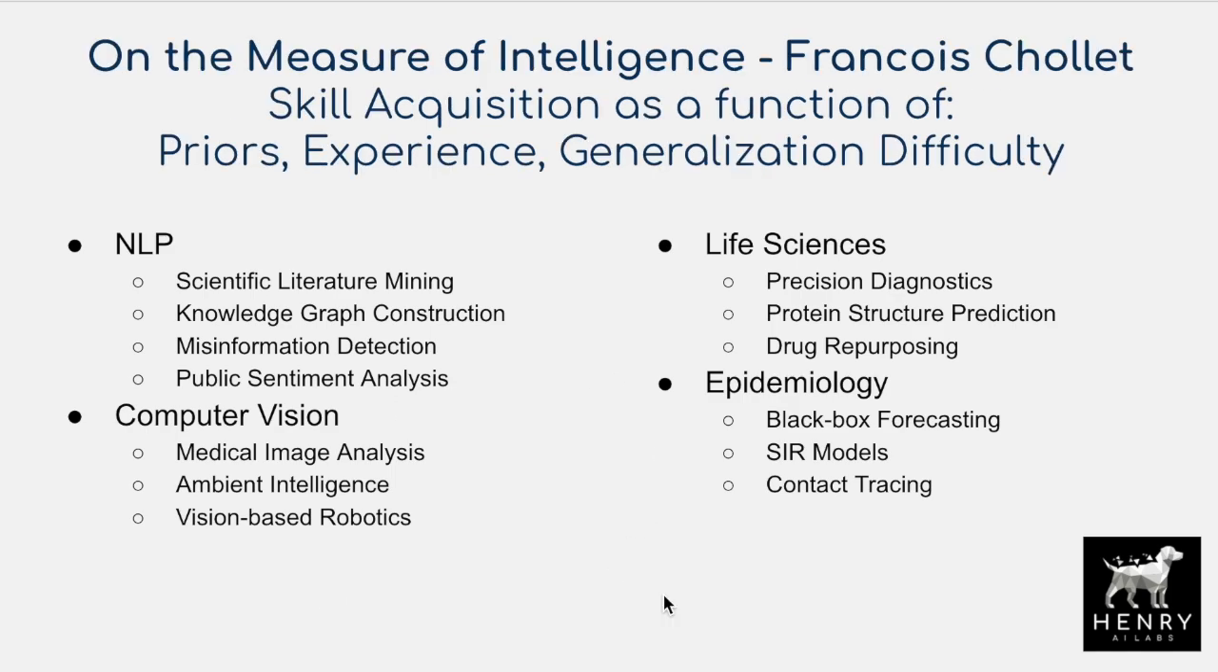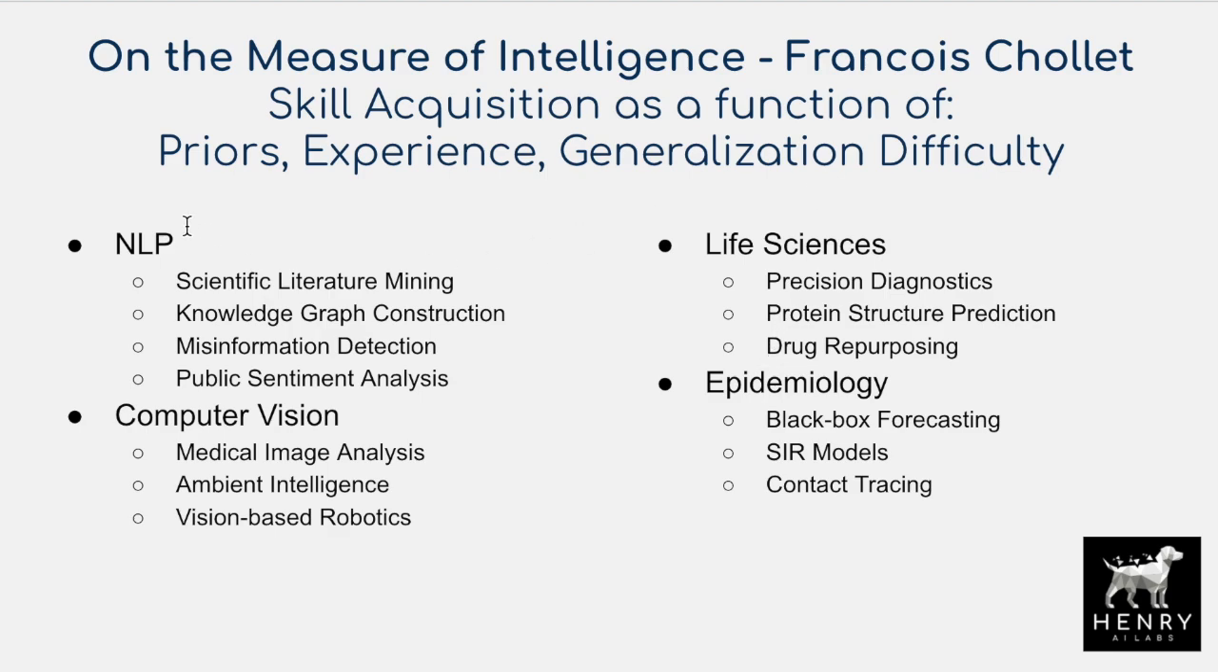Mentioned quickly in the survey is the connection with Francois Chollet's On the Measure of Intelligence. In my opinion, this paper has the best view of what it means to have an artificial intelligence system acquire a skill. Chollet defines skill acquisition as a function of prior knowledge, experience, and the difficulty of that is measured by the generalization difficulty, meaning how hard is it to go from this training set of experience into the wild and into these new test cases. So I think with respect to all these applications, from scientific literature mining to vision-based robotics and drug repurposing, how do we have our artificial intelligence acquire these skills through the use of data and deep learning algorithms?